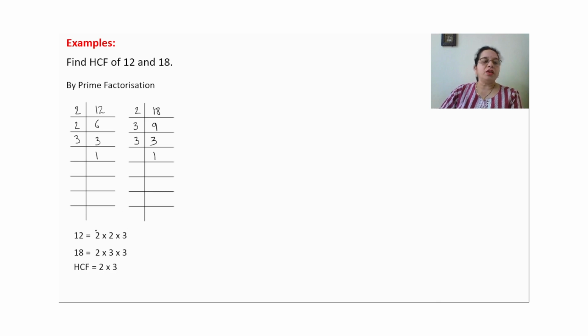Most of the time in your class, your teachers are asking you to make the circle, but when you make the circle the work doesn't look neat and clean. So don't make the circle. In place of circle you can underline the number. That is a better way. So now you can multiply this. So HCF of 12 and 18 is 6.